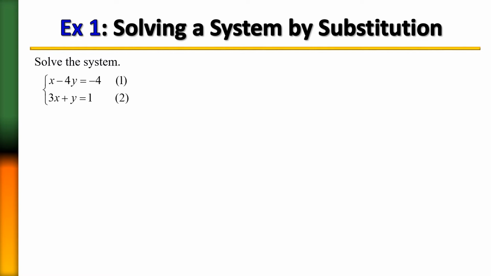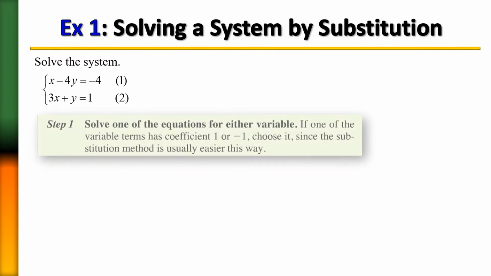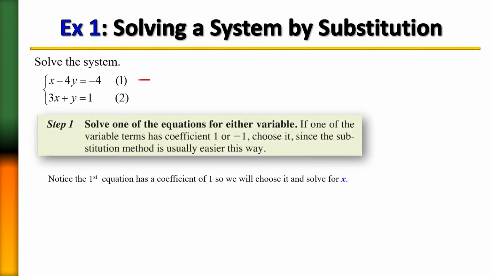So notice in equation number 1, the x has a coefficient of 1, so we could use equation number 1 and solve for x, or it would be easiest to use equation number 2 and solve for y. So either one does not matter. I'm going to go ahead and use equation number 1 and solve for x. So what you want to do is get x by itself, everybody else on the other side, using the rules of equations.